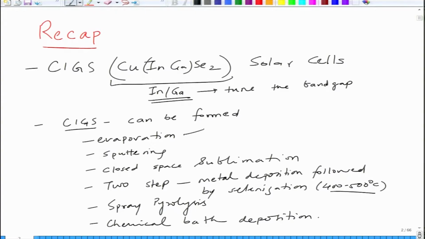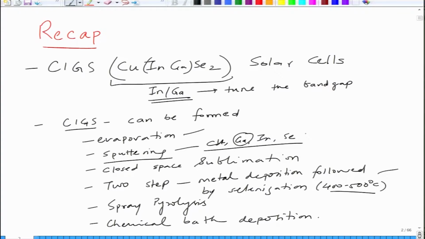So, these are various processes through which you can deposit CIGS. We have looked at evaporation, we looked at the two-step process in some detail, and the remaining processes are well understandable. Sputtering we have discussed in the case of CdTe, which is fairly similar in this case also. All you need is targets: one of copper, one of gallium, one of indium, one of selenium. Gallium is a metal which is in liquid form at room temperature, so you have to sputter it from a compound source.